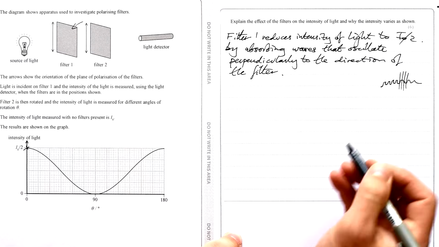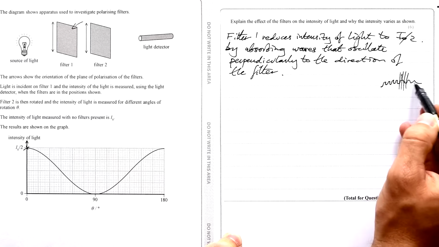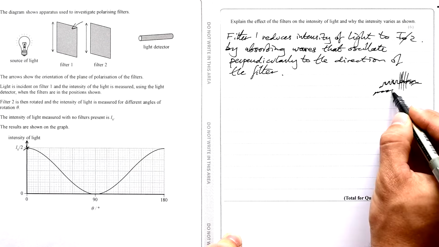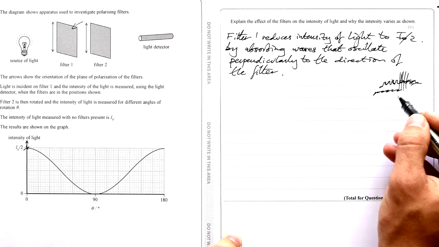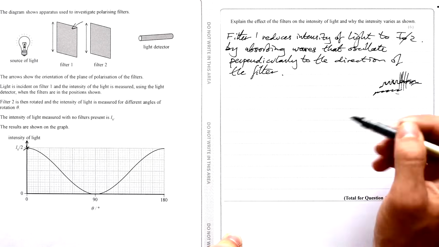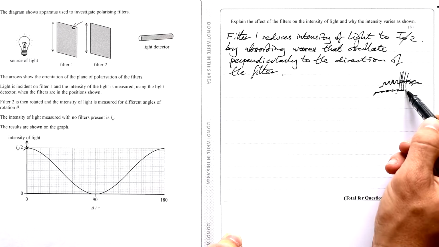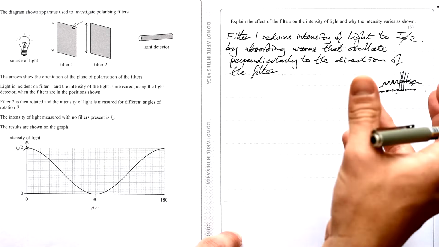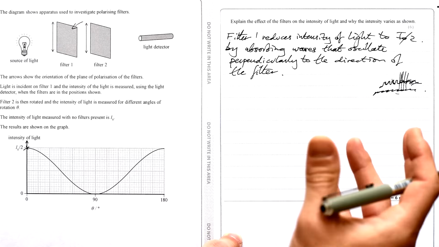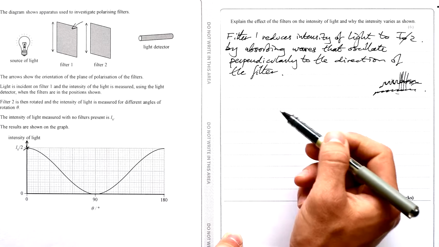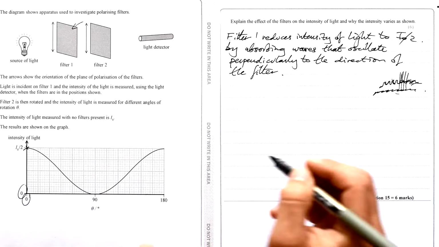In reality, what's going on is that if your lines are like this, waves oscillating like this can be absorbed by those lines. Waves that are oscillating perpendicularly can't excite the electrons inside the dark lines of the filter, so these actually get transmitted through. But that is overcomplicating it. It is true, but we're going to leave that for now. We're just going to say waves that oscillate perpendicularly to the direction of the filter. That's okay. So what's going on at 0 degrees then?